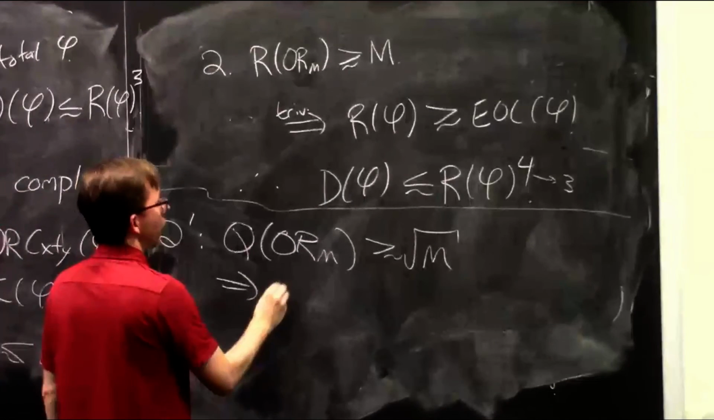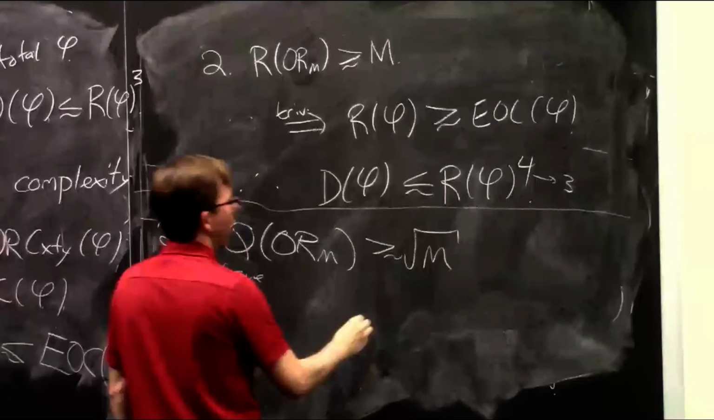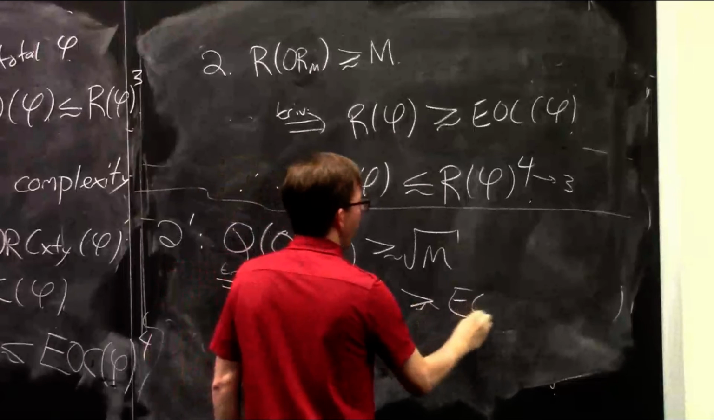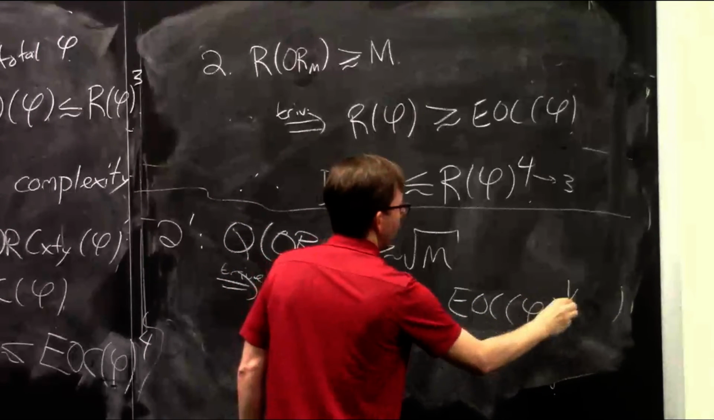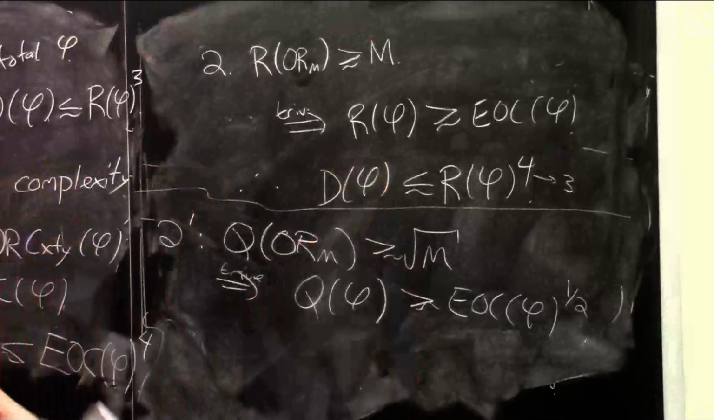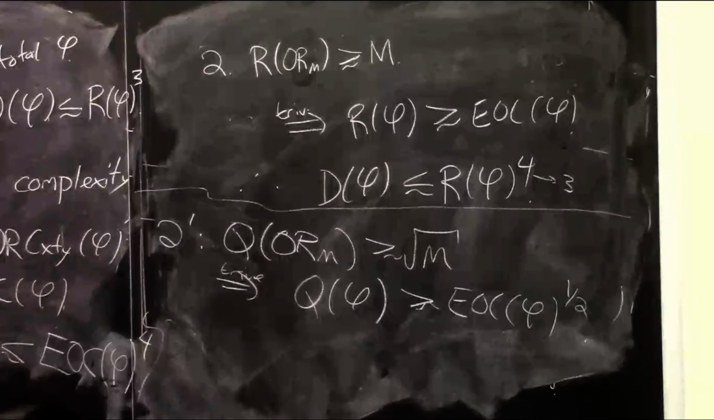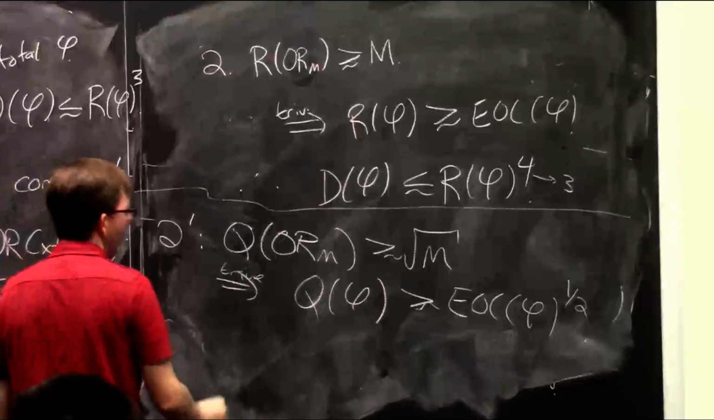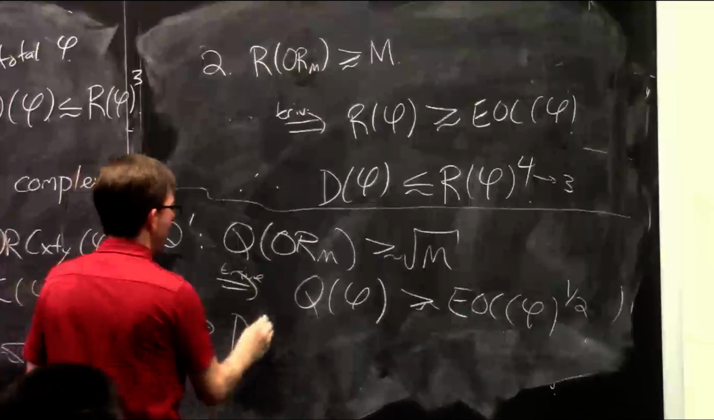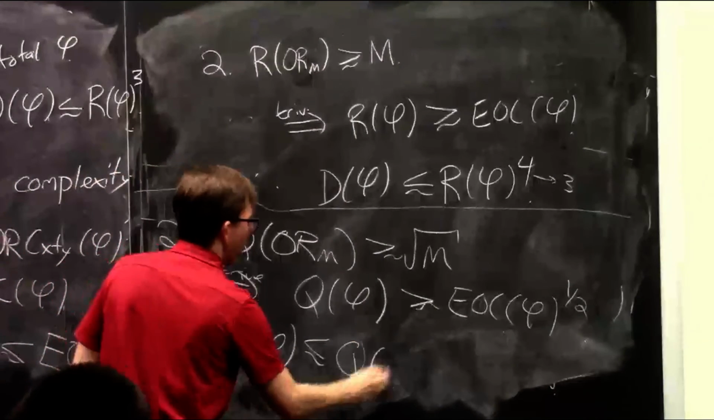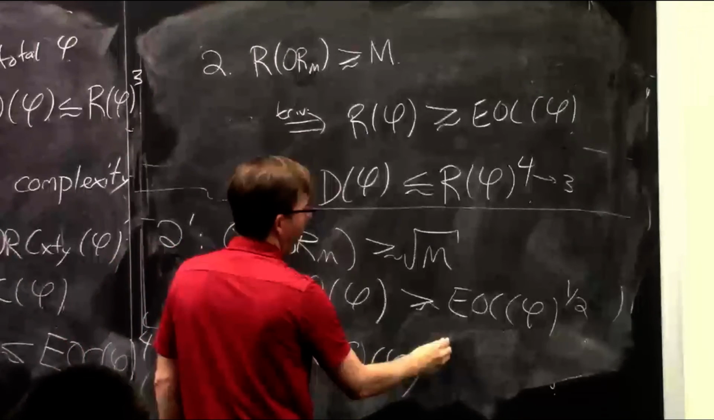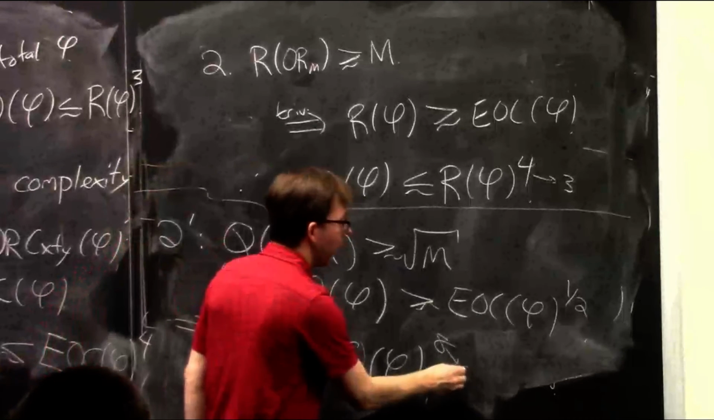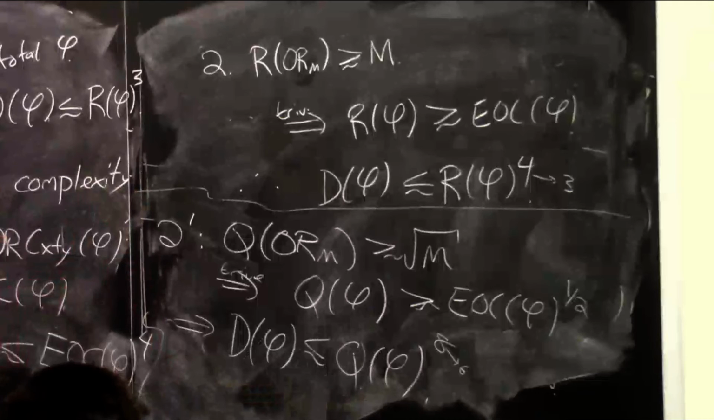Then again, I assure you this trivially implies that if a function has an OR on m bits, or on EOC of phi bits, hidden inside it, then the quantum query complexity has to be at least the root of that many bits. Okay, and again, if you chain 2 prime together with Nisan's very clever number 1, it implies that the deterministic query complexity is at most the quantum query complexity to the 8. I told you it was 6. Okay, Beals et al. got a little trick and got it down to 6. But again, whatever, 6, 8.